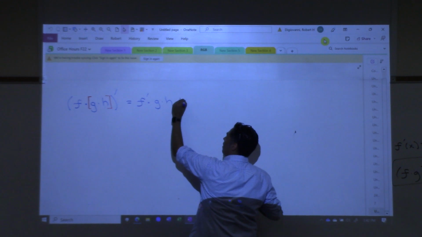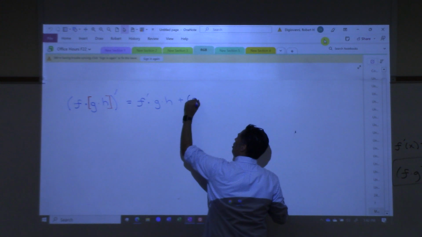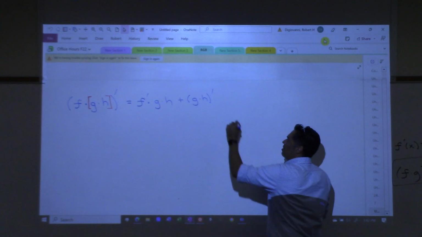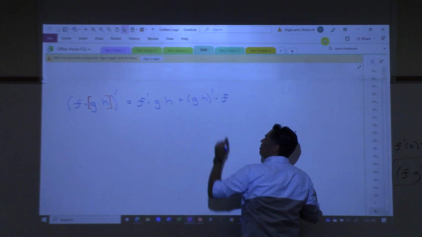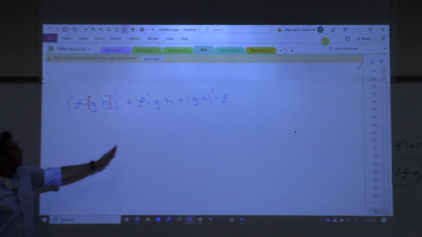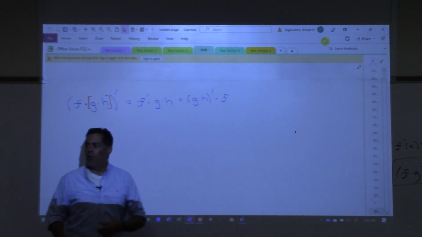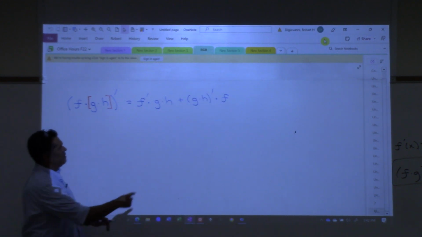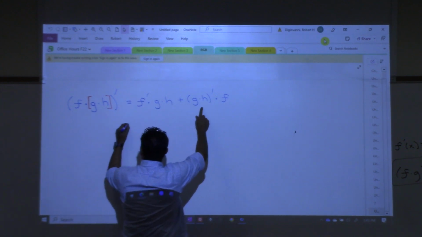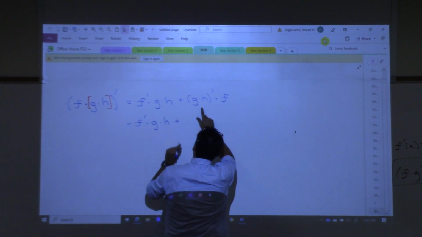Plus, now what? The derivative of the second one. So that means I have to take the g times h, and I need to take its derivative, don't I? Then times the first one. Do you all see that that's the product rule applied to this? Yeah? F prime times g times h plus g times h, take the derivative, times f. What do we still need to do then? The derivative of that. But isn't that a product rule again?